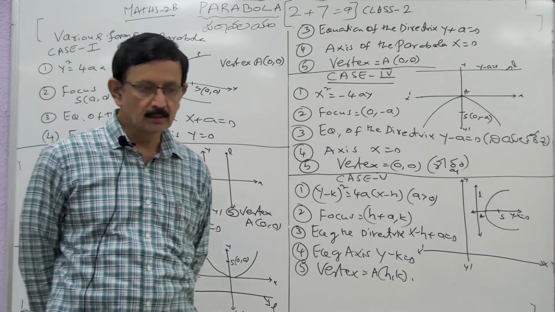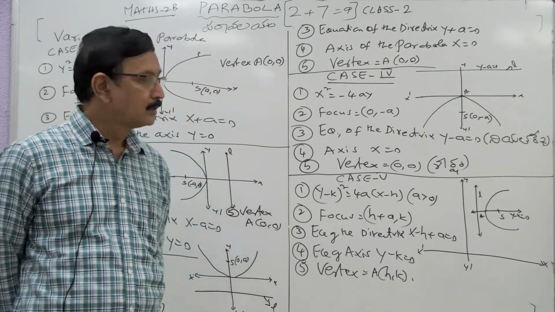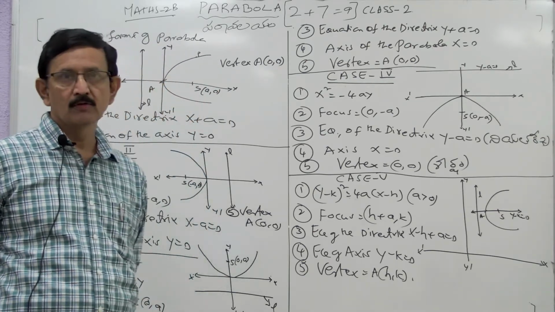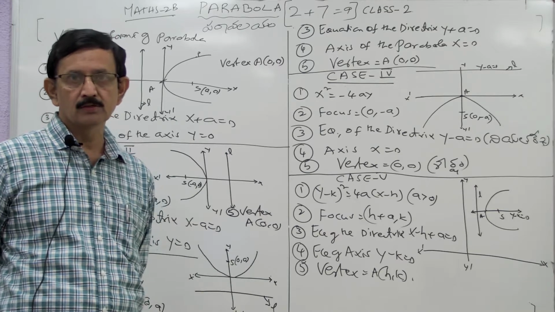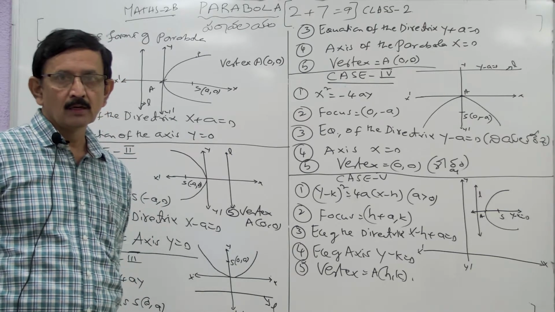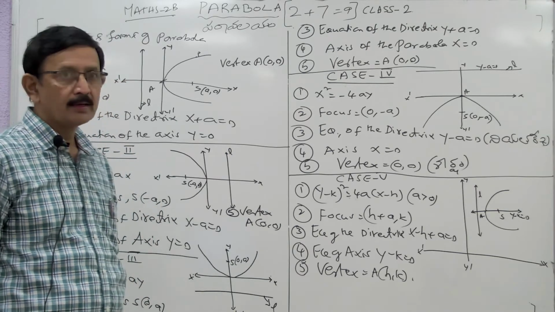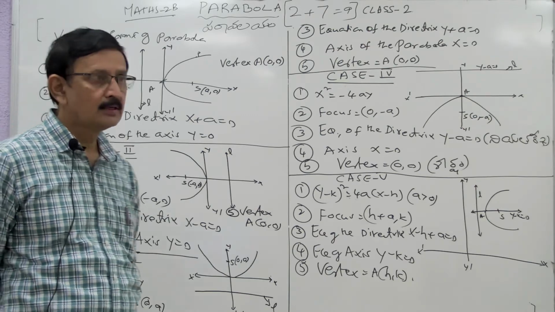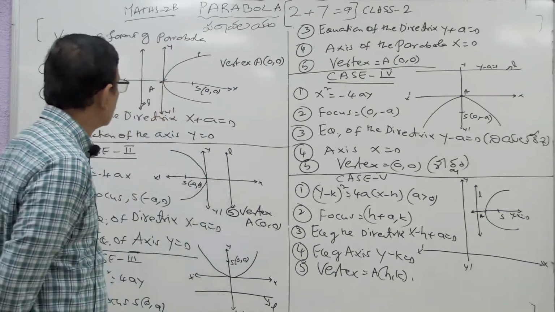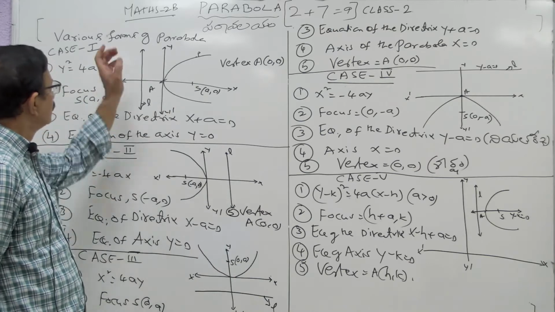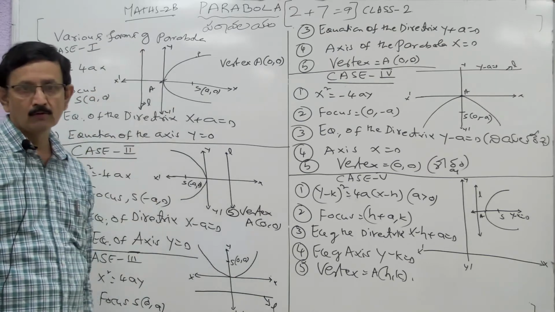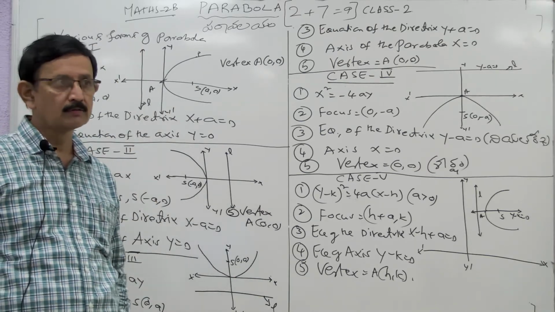Good morning, students. In the last class, we saw the form of the equation of a parabola, that is y square is equal to 4ax. Today we will take up some more theory of the parabola. So now we will study the various forms of the parabola.